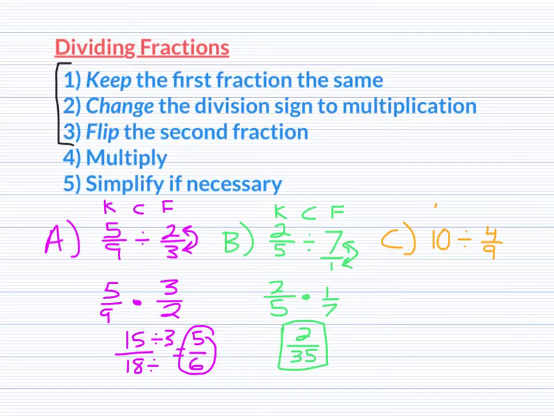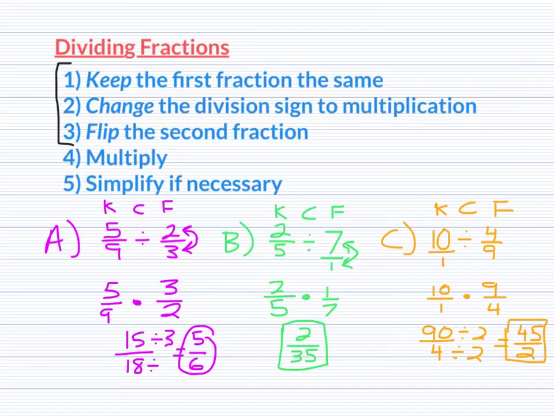For a third one, I'm going to do the same thing. Keep, change, flip. So 10, I'm going to write that as a fraction, though, since we're working with fractions. It's going to make things easy for me. 10/1 times 9/4. Now 10 times 9 is going to give me 90. 1 times 4 is going to give me 4. That's a big improper fraction. Now I notice both of these are even numbers, so I know I can divide by 2. If I divide both of these by 2, 90 divided by 2, if I split 90 in half, I get 45. And 4 divided by 2 is 2. So there's our answer to example C.